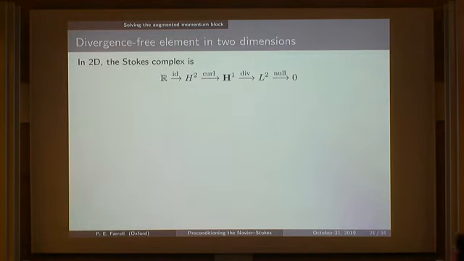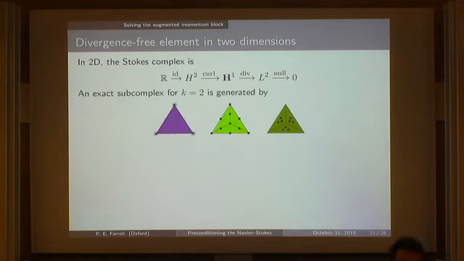So let's do an example. Let's look at 2D because it's easier to draw. In 2D, we have H2 going into H1, going into L2. And these are the finite elements for the subcomplex that we're using to discretize the problem. I have a barycentric refinement. I'm doing, let's say, CG2 for the velocity, DG1 for the pressure, which I did draw in the interior on this slide.